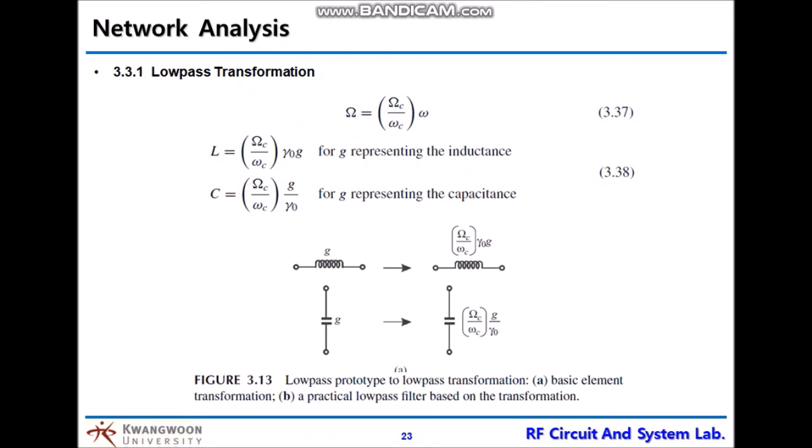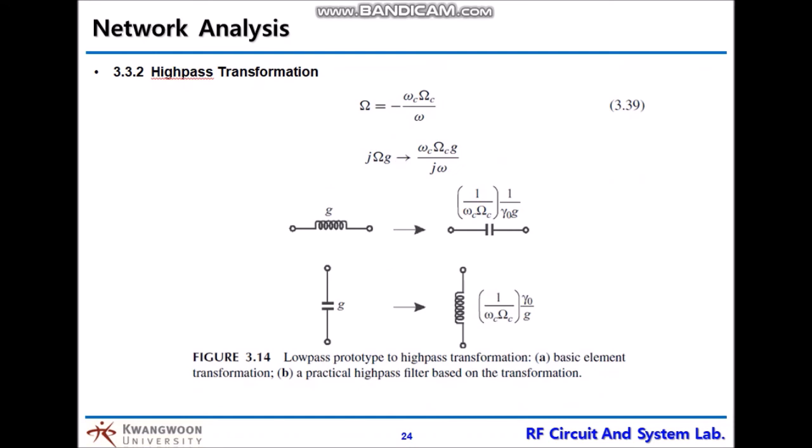This chapter is about low-pass transformation. The frequency transformation from a low-pass prototype to a practical low-pass filter having a cutoff frequency omega c on the angular frequency axis omega is simply given by equation 3.37. Applying equation 3.37 together with the impedance scaling described above yields the element transformation as equation 3.38, which is shown in figure 3.13a.